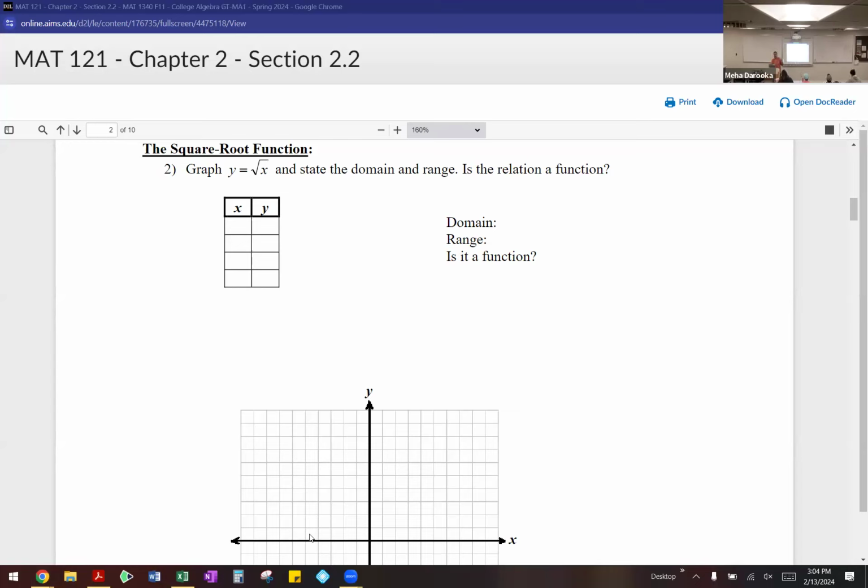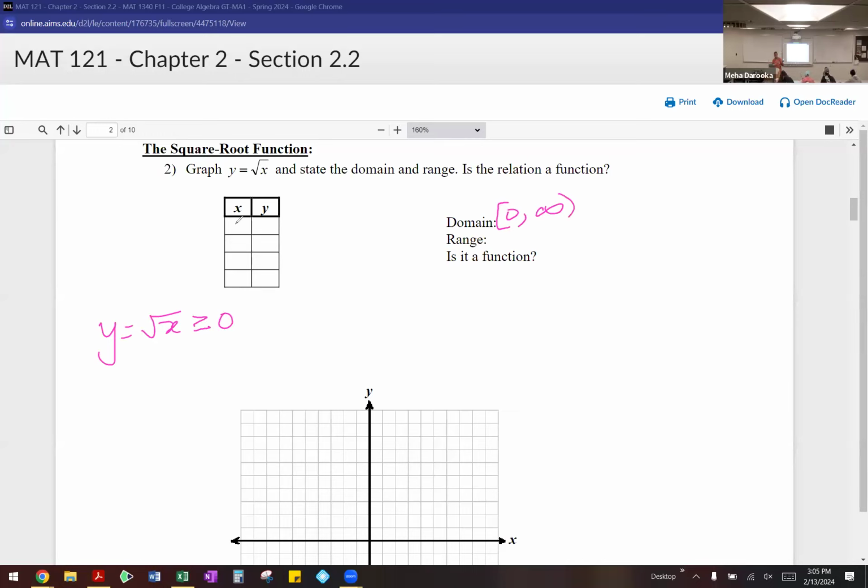So in this case, and this is true for any even root, so square root, fourth root, sixth root, your x value can be greater than or equal to zero, but it cannot be negative, right? So you can start with zero and anything greater than that, but nothing smaller. So that tells you your domain would start at zero, and you can keep going to positive infinity.